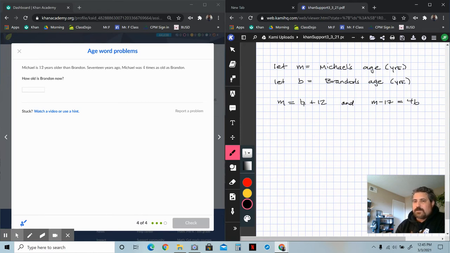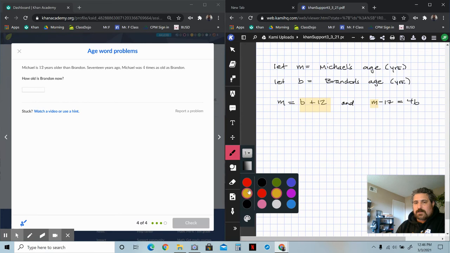So these are our two equations here. We have m is equal to b plus 12, and m minus 17 equals 4b, because 17 years ago, Michael was 4 times as old as Brandon. So we can now take the value of one variable and plug it into the other equation for that variable to solve in terms of the other variable. So I see that m is by itself over here, m equals b plus 12. So what I would do is take that value of m and substitute it in for m in the other equation.